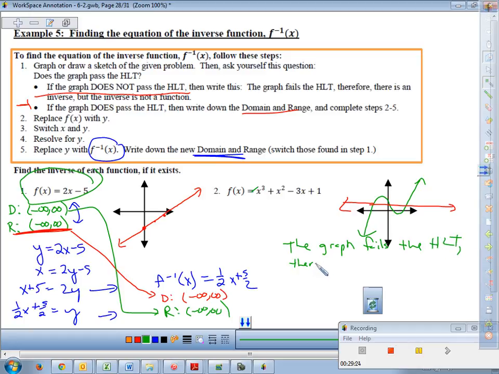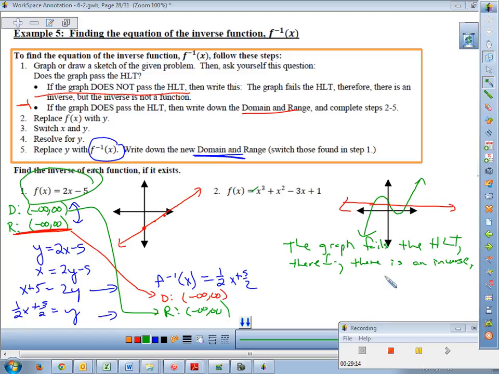Therefore, there is an inverse, but the inverse is not a function.